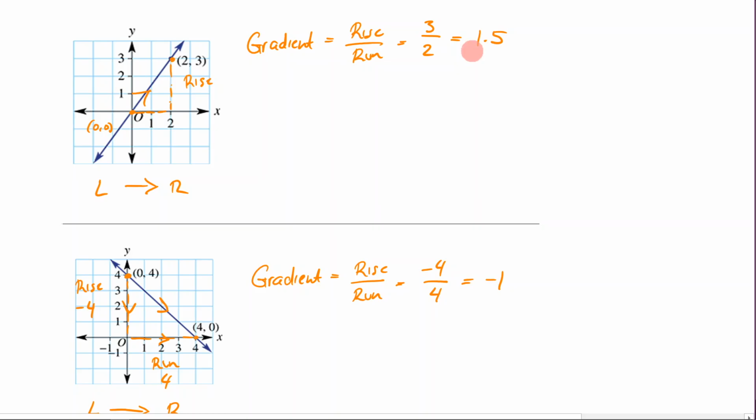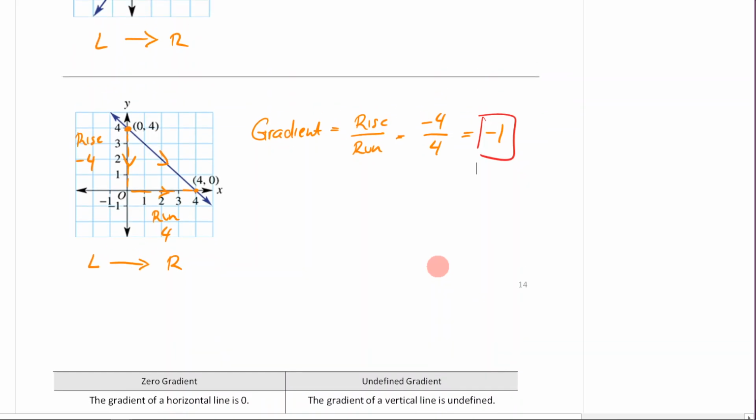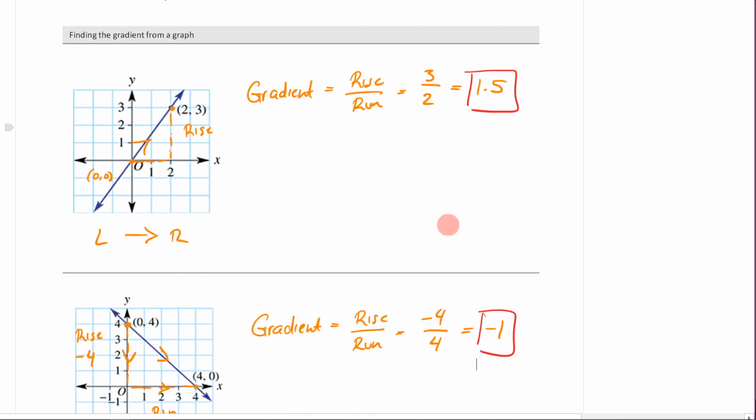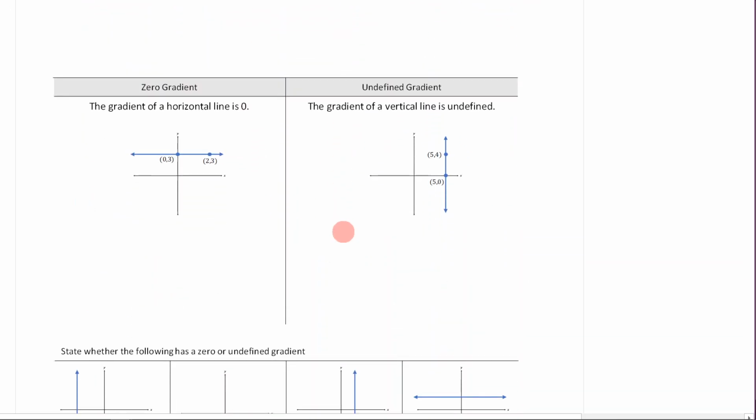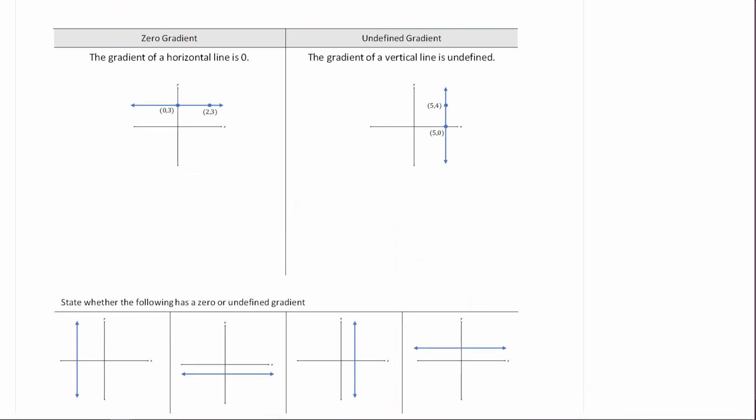Don't forget about whether it's positive or negative. That's a really important thing. Okay, let's keep on going here. So we got those answers right there. So 3 on 2 or 1.5 and -1. Okay, only one more page and then we're all done, everyone.